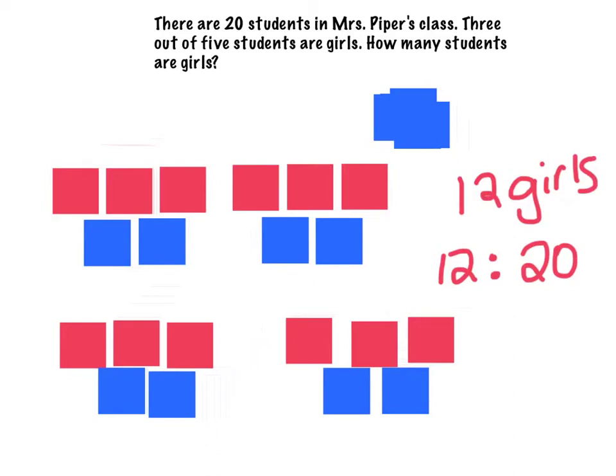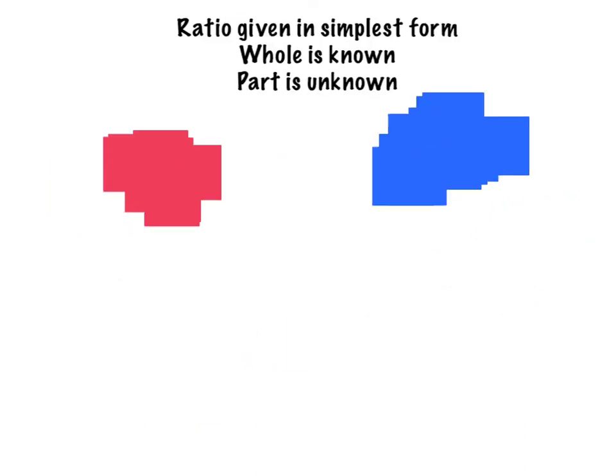You'll notice that 12 out of 20 is the same ratio that we started with. We started with the ratio of 3 girls to every 5 students. And we can use a quick multiplication to check this. 3 times 4 is 12, and 5 times 4 is 20.